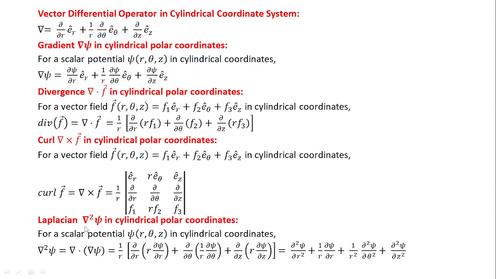And the Laplacian of a scalar field, that is del square psi, can be calculated by dou square psi by dou r square plus 1 by r dou psi by dou r plus 1 upon r square dou square psi by dou theta square plus dou square psi by dou z square.